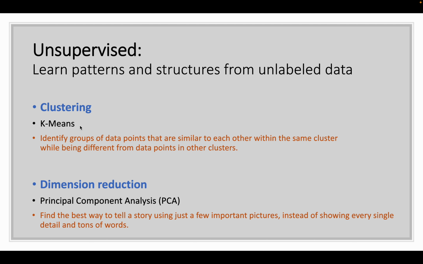So what is k-means? For example, we have a list. This list represents the people that are going to the party tonight, and we can set k as 3. The output might be the bachelor students, the master students, and the university staff. So there are 3 groups. The model itself identifies groups of data points that are similar to each other within the same cluster, while being different from data points in other clusters.